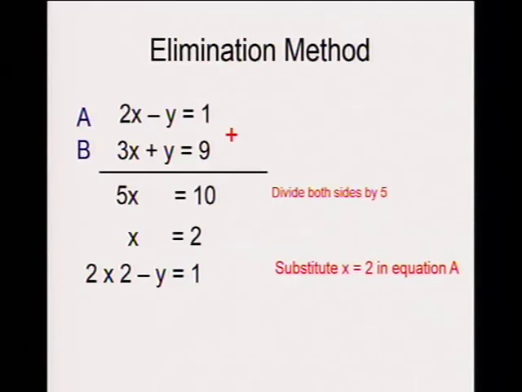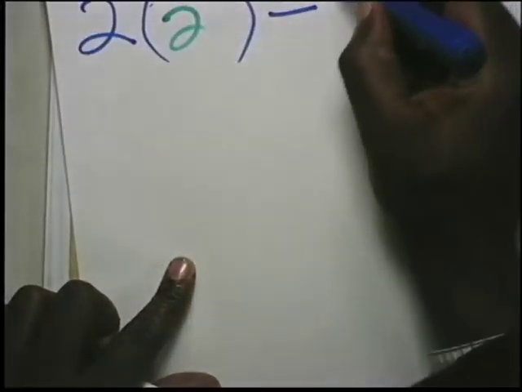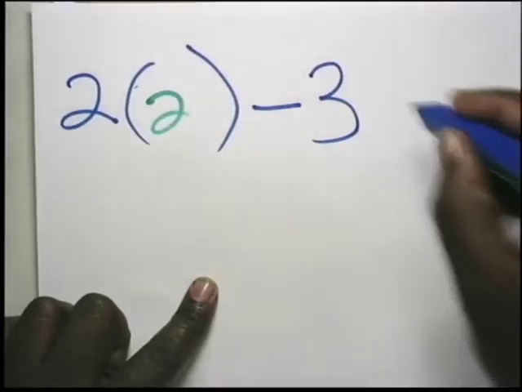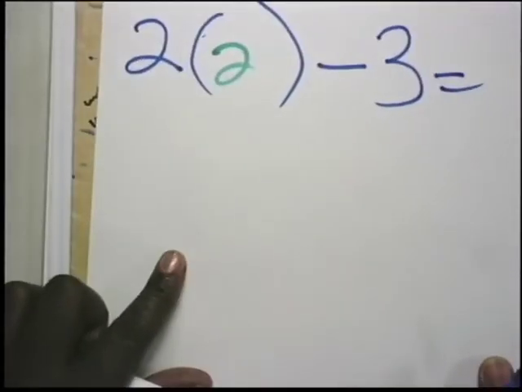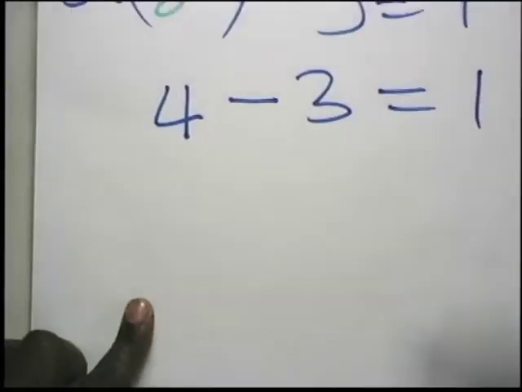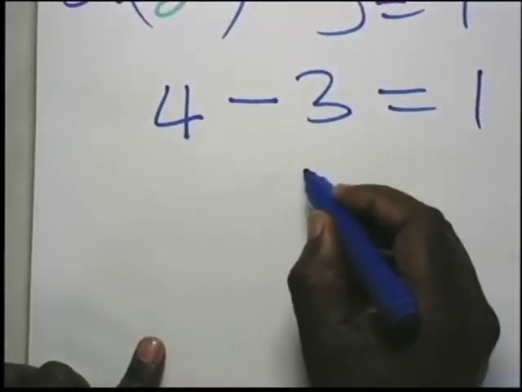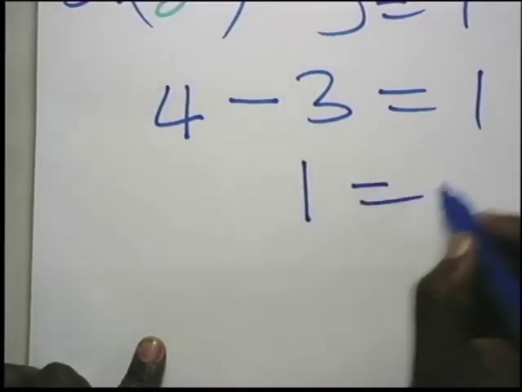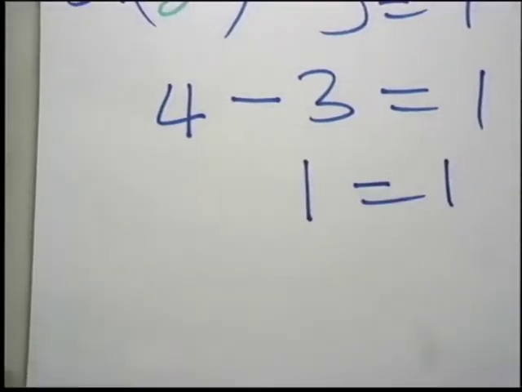Now, if we take our 2, then we multiply it by x. We now know x is equal to 2. So 2 times (2), closing bracket, then minus y. We know y is 3. You can put 3 there, and we know this equals 1. That simply means this side of the equation is 4 minus 3 equals 1. It's balancing, so that equation holds true.